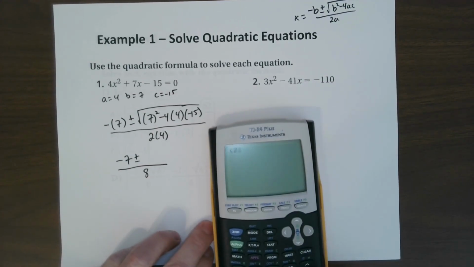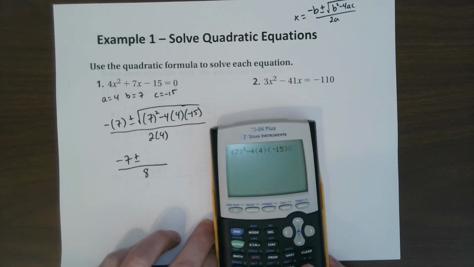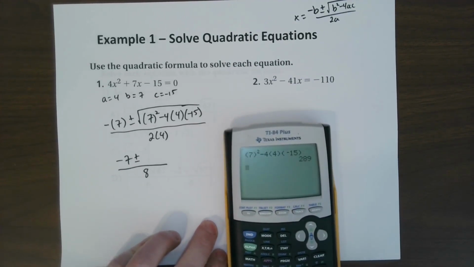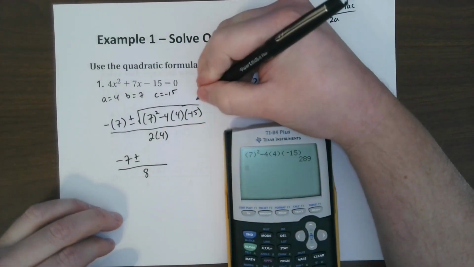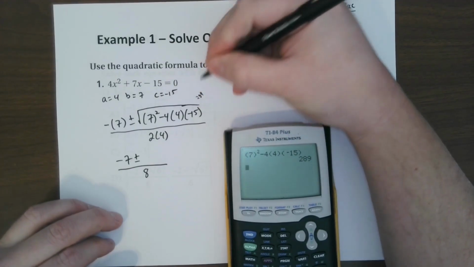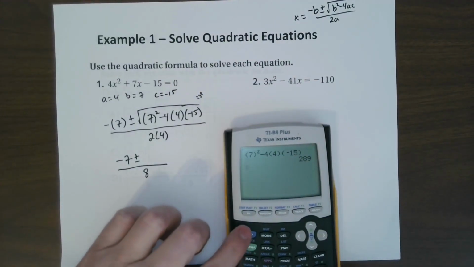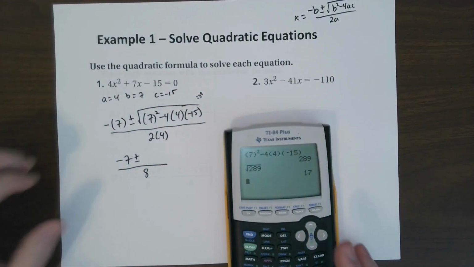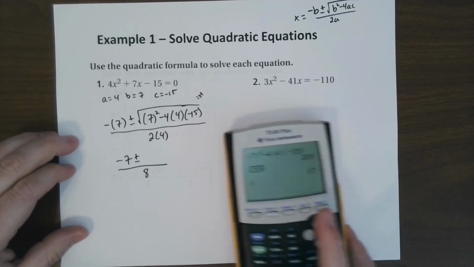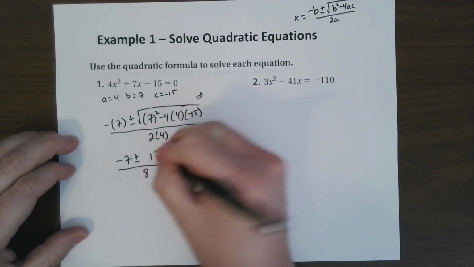So parentheses 7 squared minus, not negative, minus 4, parenthesis 4, parenthesis negative 15. Hit enter, you get 289. I personally like to write that on the side right here. And then I'm going to go ahead and square root it just to see if it can reduce. So I get 17. Since that is a whole number, we can just write 17 here.